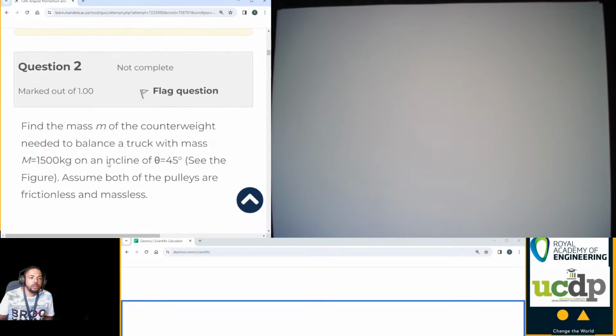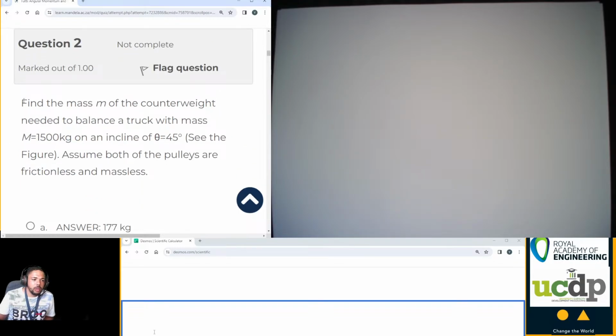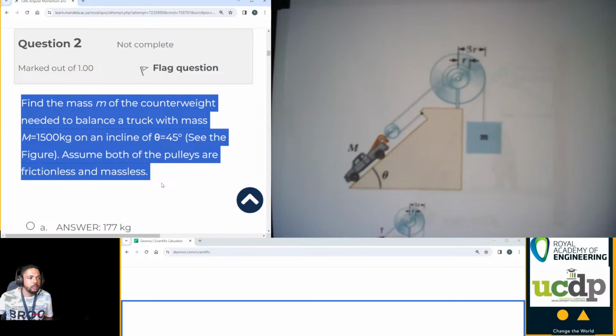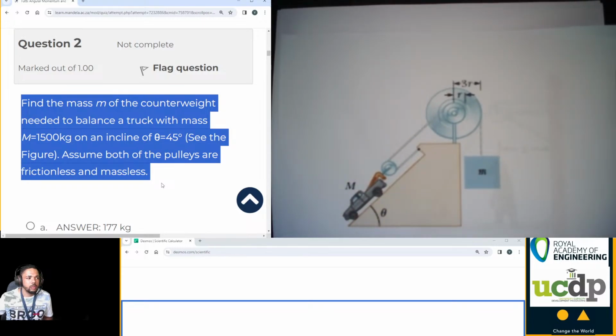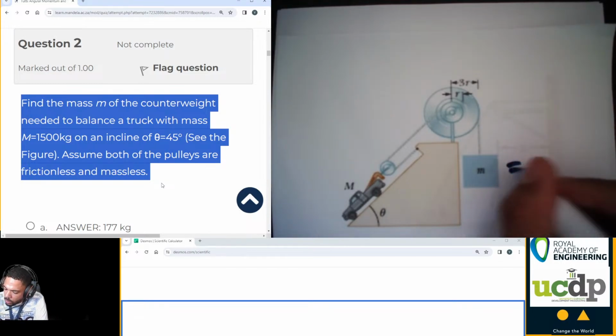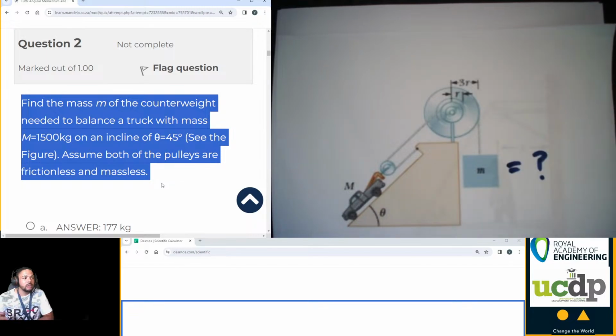Question 2. I'm going to show you the picture now. This is question 2, and this is the picture that goes with it. They say find the mass of the counterweight. What must this counterweight be? Find the mass needed to balance that truck.